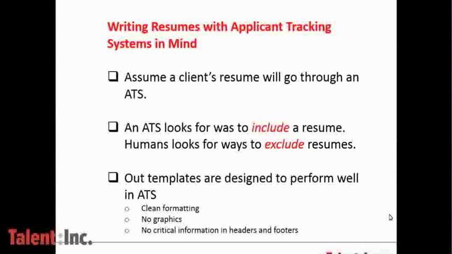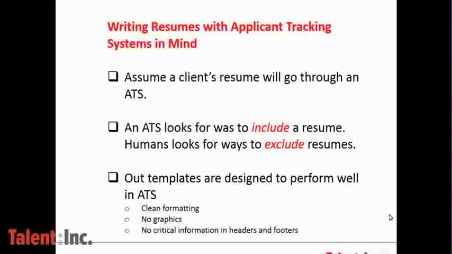So when we write with the applicant tracking system in mind, there are a couple of things to think about. We have to assume the client's resume will go through an applicant tracking system. So we're really writing for two viewers, the computer viewer and then hopefully the human viewer. So the resume has to perform well in the applicant tracking system. Then when it is hopefully delivered to a hiring authority, it has to look good and be perfect in all aspects so that it passes the true human eye test and compels the individual to call our clients for an interview.